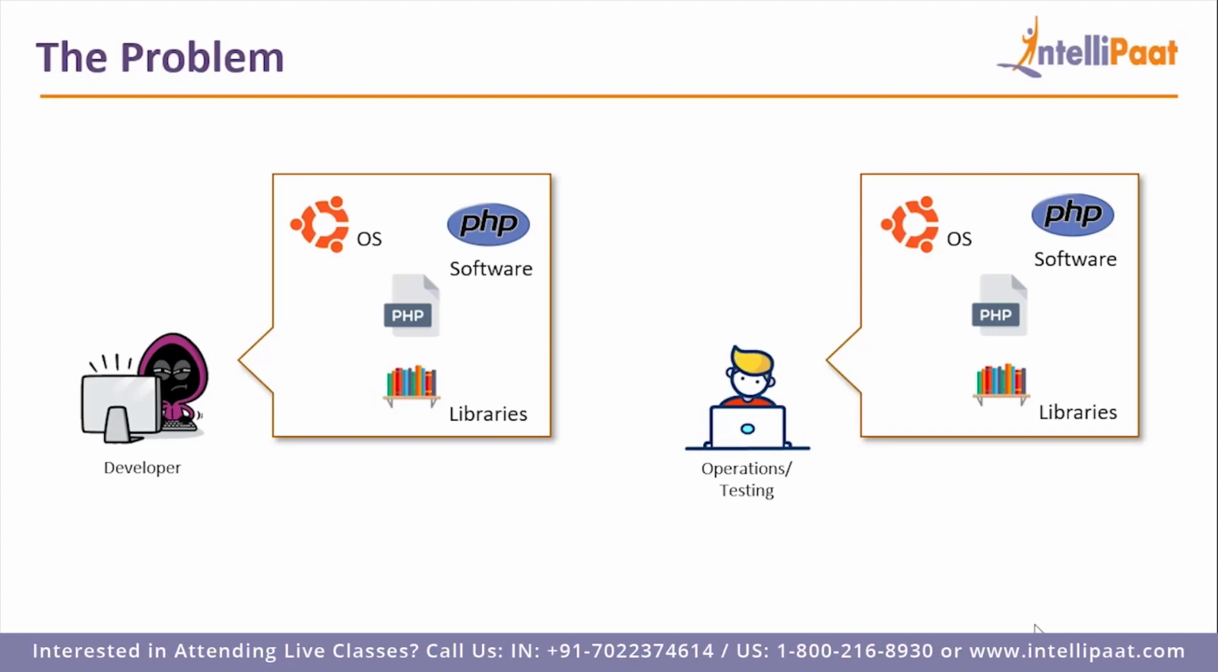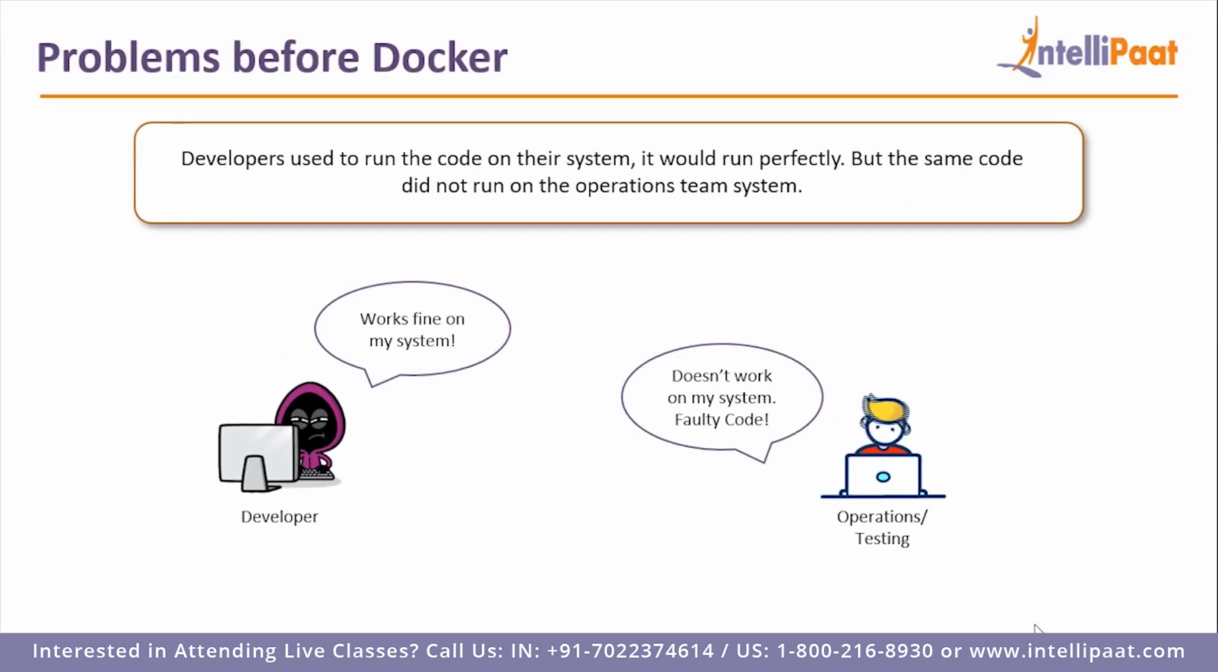So this ops guy has to have the exact same version so as to make the file of the developer work, right? Now he tried his best possible judgment in it and he installed the PHP software. He installed the libraries, he installed the OS, but still the problem was the ops guy couldn't make the file run. And he came to a conclusion that the code is faulty.